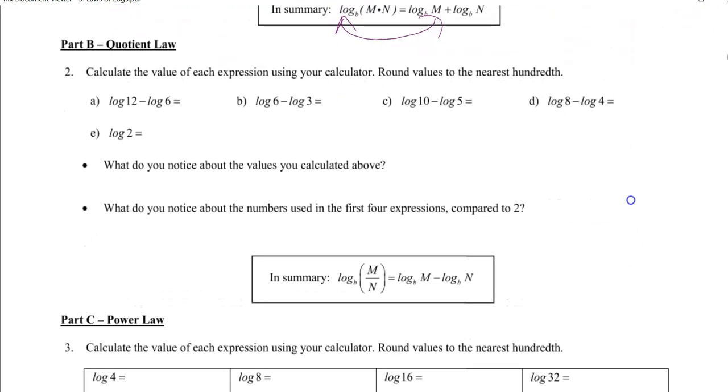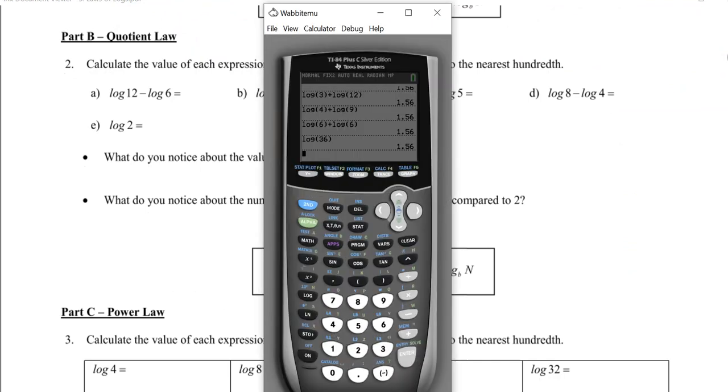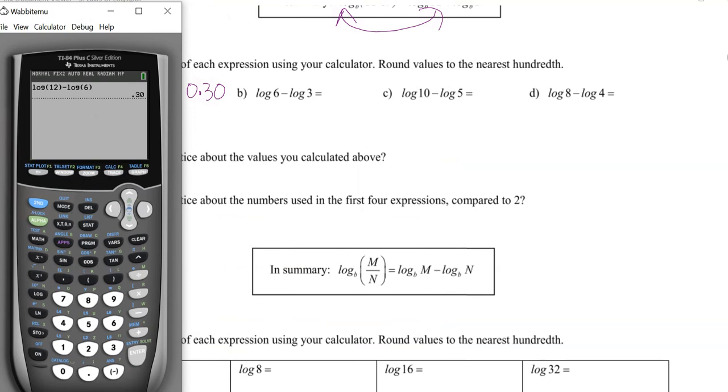The quotient law. Okay, we'll do these. Log 12 minus log 6. Log 12 bracket minus log 6, 0.30. Log 6 minus log 3, 0.3.